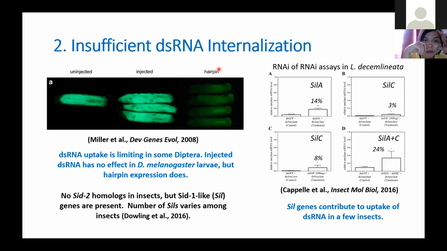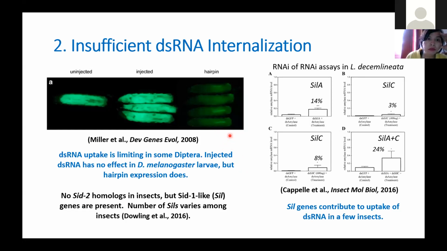Moving on now to insufficient double-stranded RNA internalization. You can see here on the left that when double-stranded RNA is injected into fruit fly larvae, there's no gene silencing compared to the control. However, when RNA is expressed internally as a hairpin, you get efficient RNAi-mediated silencing. So this suggests that double-stranded RNA uptake is limiting in some species, such as dipterans.